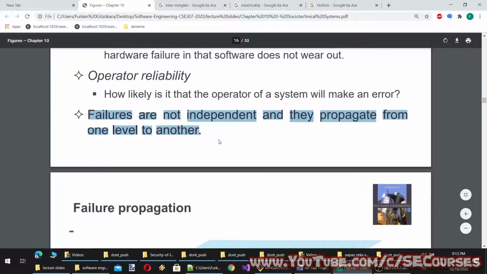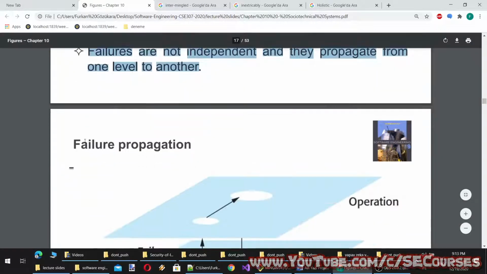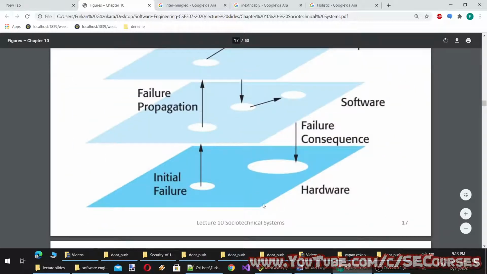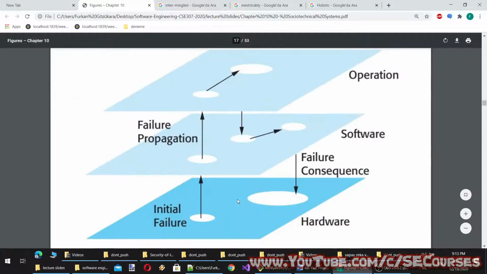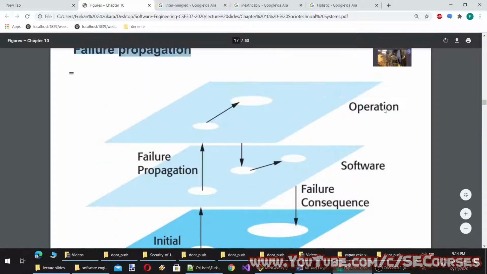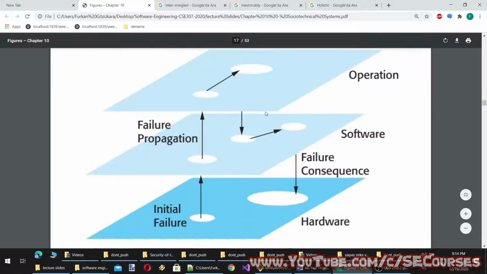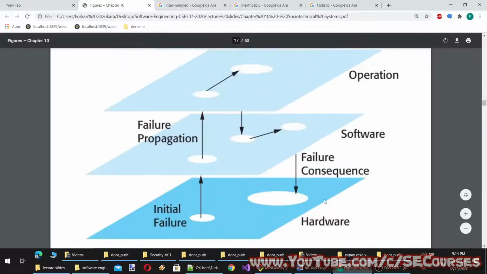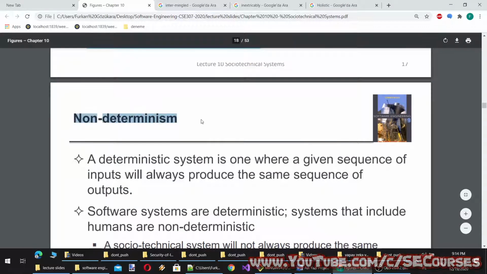Failures are not independent and they propagate from one level to another. Failure propagation is layered like this. You see, the initial failure comes from hardware and is propagated to the software level, then to the operating level, then the operating level propagates to the software level, then the failure consequence gets to the hardware level.